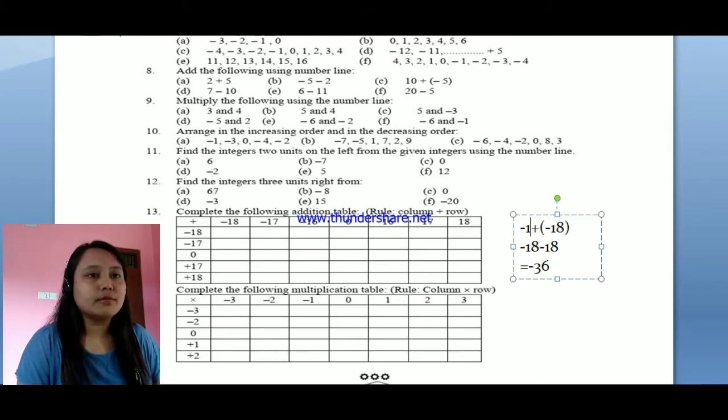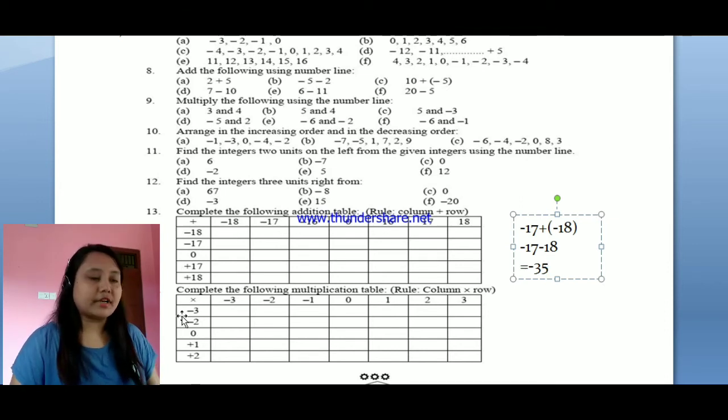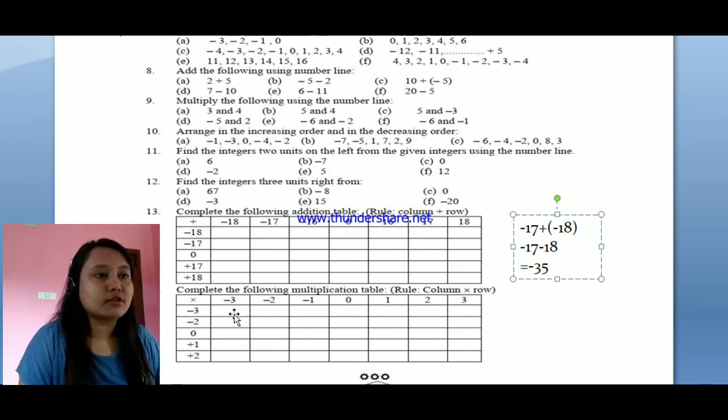Now what will we be doing? We will be writing minus 17 plus minus 18, so I am writing minus 18 in a bracket. Minus 17 and minus 18 is equal to minus 35. So here I'll be writing minus 35. Again you will be doing minus 17 plus minus 17, minus 17 plus minus 16. Like that you have to complete this whole table. First of all I'll be teaching both, and then I'll be giving you to write down in the classroom, like a class work.